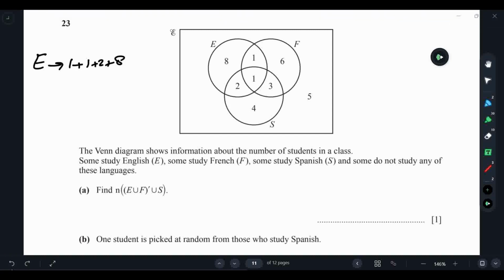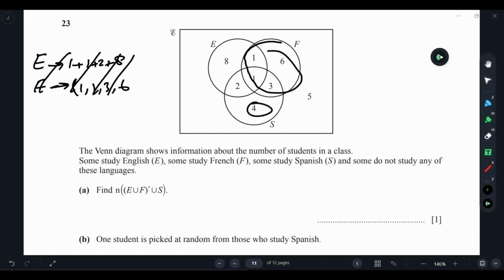Now, the second one is F. For F, we know the values are 1, 1, 3, and 6. Now the next thing is we need to eliminate these two, because they said there is a complement over here, E union F complement. So we discontinue these two and consider the remaining two, which will be 4 and 5. So for these two, the number of elements will be 4 and 5.